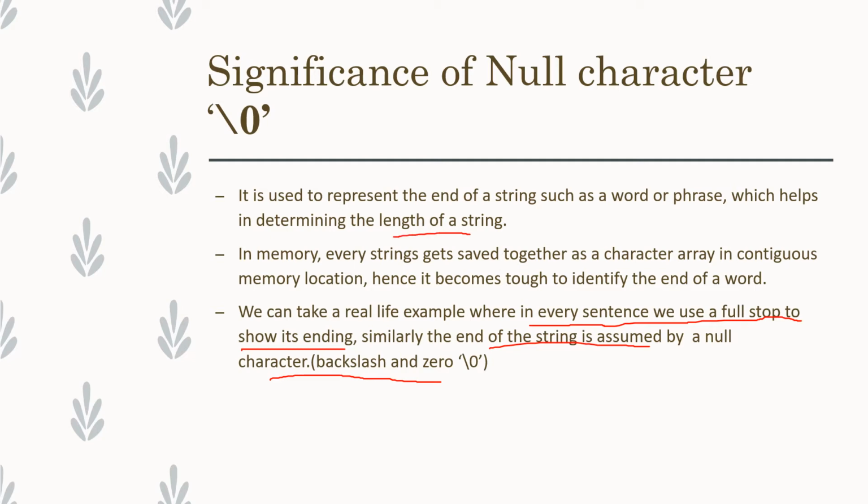Third, in memory, every string gets saved together as a character array, right? So it really becomes tough to identify the end of a word. The human brain can identify that if I am writing my name is Akruti, then there is one space before name, one space before is, one space before Akruti, and my sentence ends there. That my human brain knows. But what about the machine? So that's why the null character is a must. So that was about the significance of your null character, and it's important to remember this because this can be asked in a lot of exams.